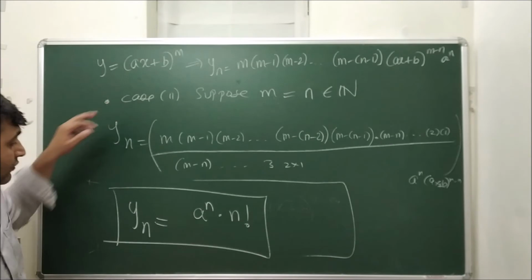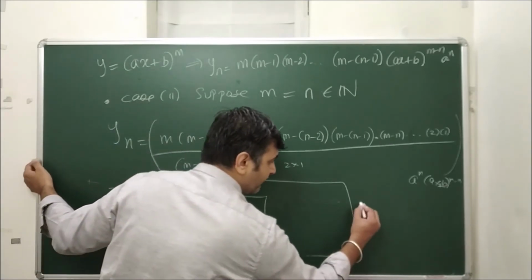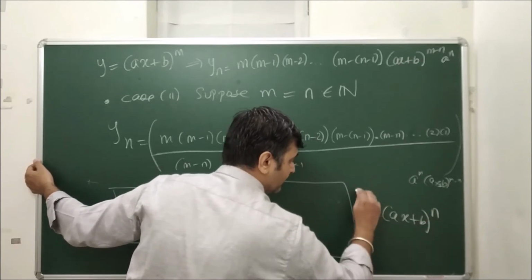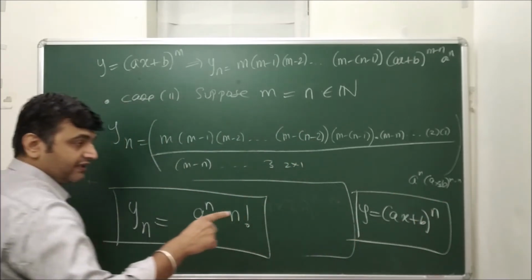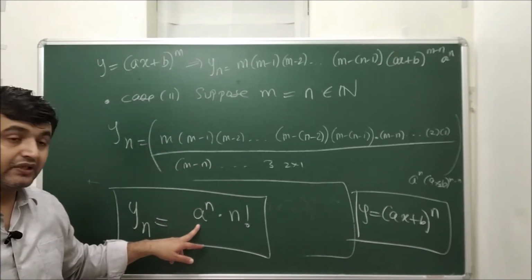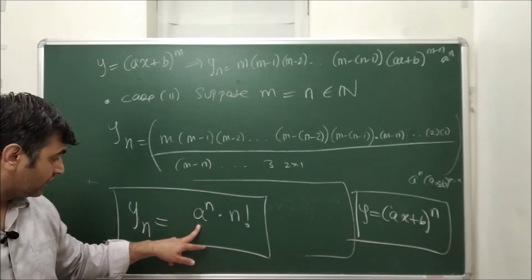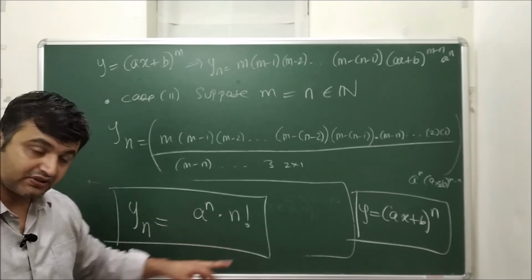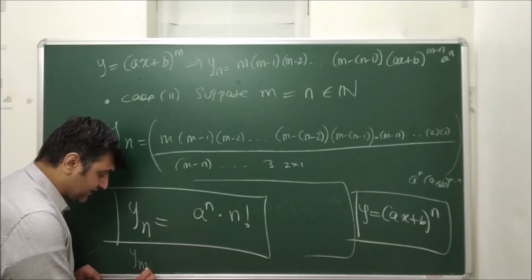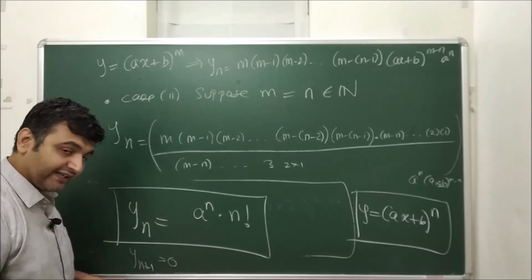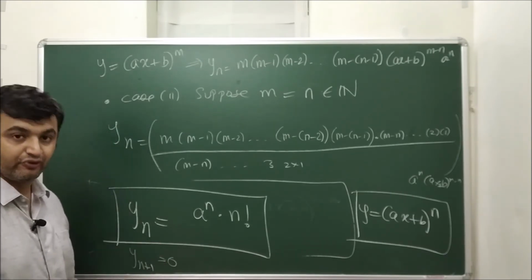Okay, so this is the case when your y is (ax plus b) raised to n, and when I take the nth derivative of this, it is nothing but n factorial a raised to n. Okay, and now you can see this is a constant. So if I take y n plus 1, what will that be? 0. What will be y n plus 2? That will be 0, and so on.